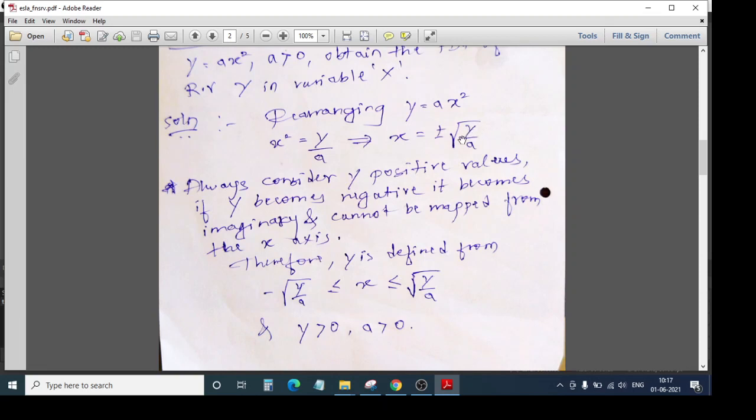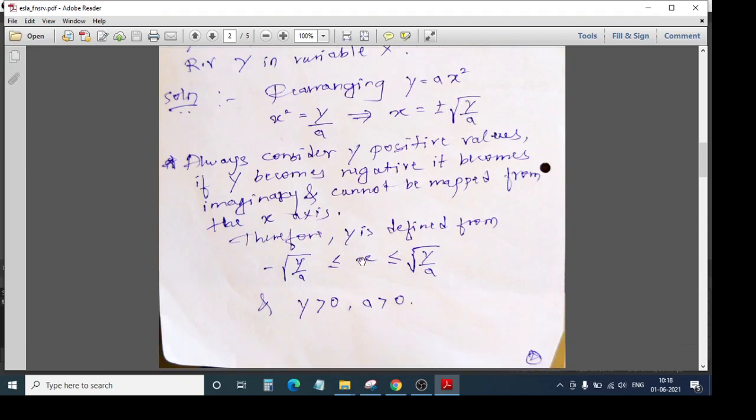So once it becomes imaginary, it cannot be mapped into your x. That's why we always consider our values to be positive. That is, for the values of y, we have to consider only positive values. Okay. So that means, see here, that is the first condition.